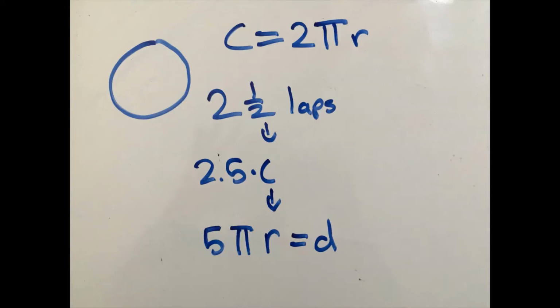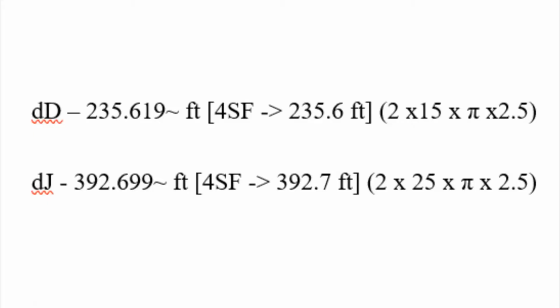Obviously. To measure the distance that each of us ran, we used the circumference of the circle times 2.5, since we each ran 2.5 laps. For me, since my radius was 15 feet, we'd get 30 pi times 2.5 feet. Since Joaquin's radius was 25 feet, we get 50 pi times 2.5. Those values come out to be approximately 236 feet distance-wise for me, and approximately 393 feet for Joaquin.